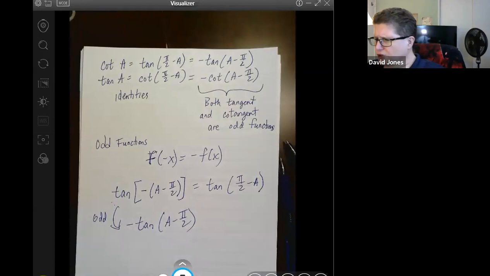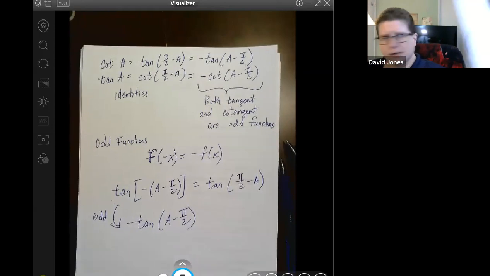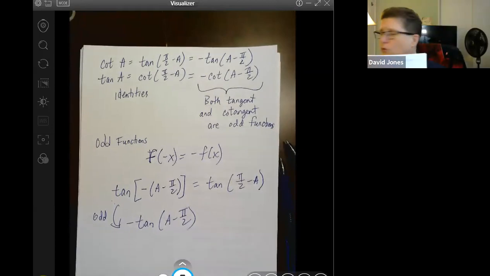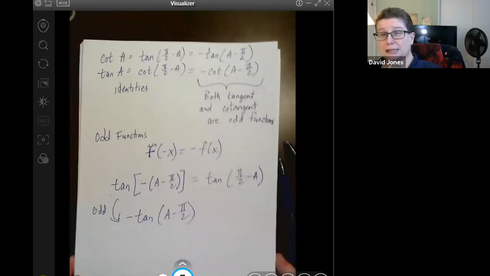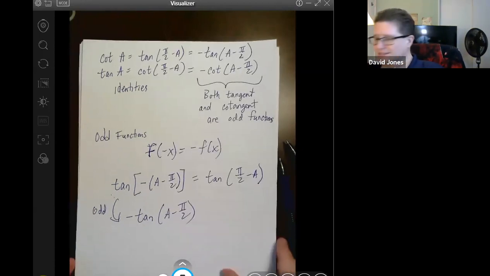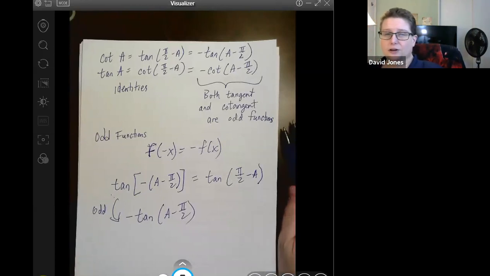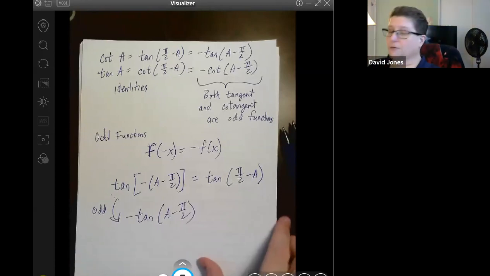Well, that'll get you graphing cotangent and tangent. Next will be secant and cosecant, and those are really, really easy. We're going to graph sine and cosine first, because remember, secant and cosecant are the reciprocals of sine and cosine. So we'll graph sine and cosine, and we'll just flip everything. We'll see how it works.